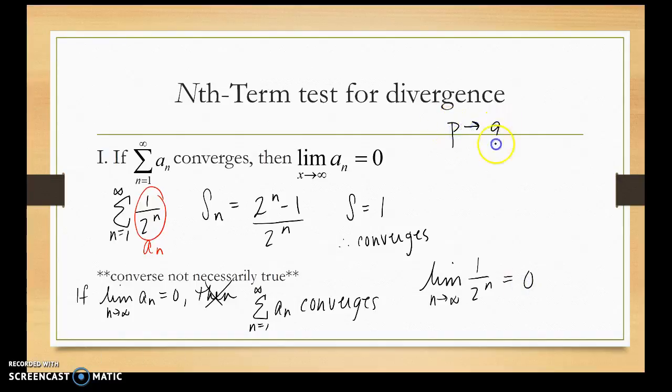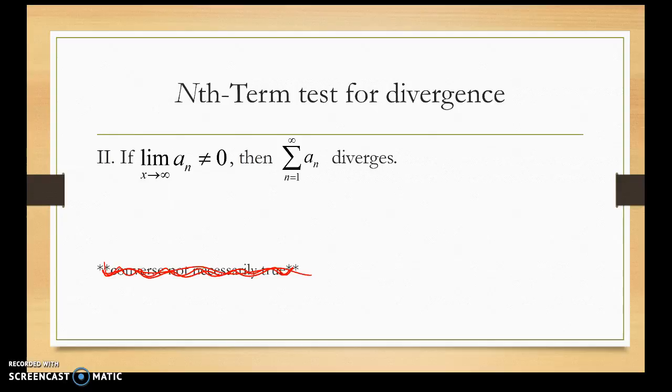So if P, then Q. That's our conditional statement. If a series converges, then the limit of the nth term must be 0. The converse of this, if Q, then P, is not necessarily true. The contrapositive, however, if not Q, then not P, is an important theorem that we'll use repeatedly. So if the limit of the nth term of a sequence is not 0, then we can automatically know that the series diverges.